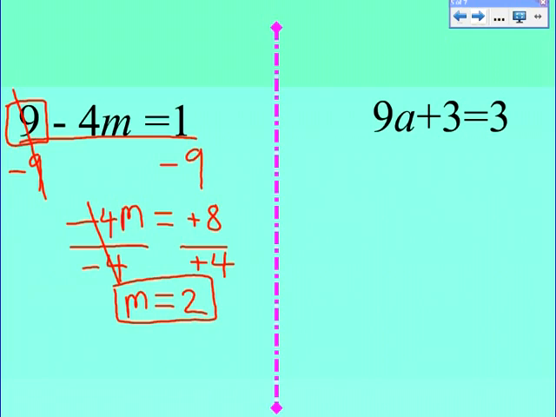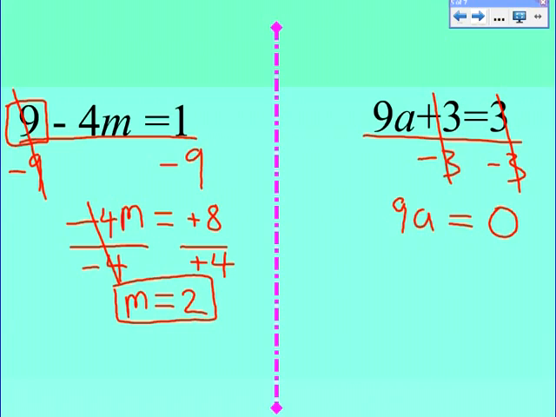Now let's work on this one. Should we get rid of the 9 first or the 3? If you said 3, you're right. To get rid of the positive 3, we have to subtract. Now watch what happens. These cancel, and these cancel. You end up with 9a equals, well, now there's nothing on the right side. We have a number for that. It's 0. Don't leave it blank.